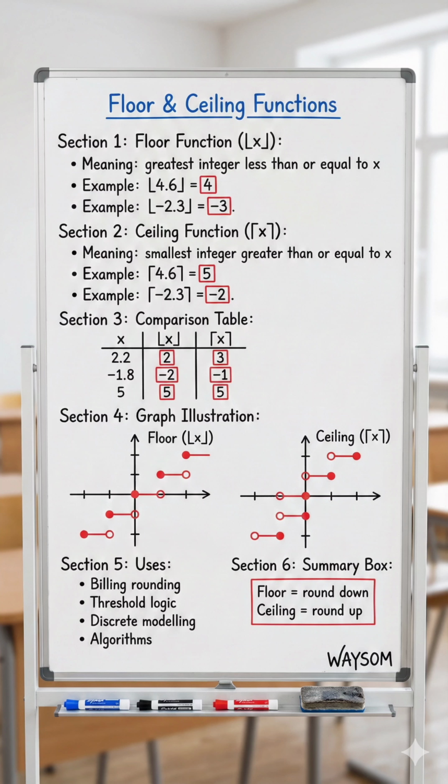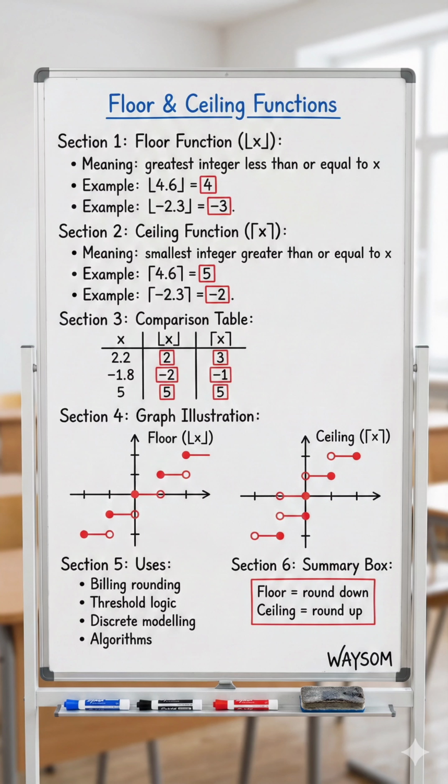Begin at the top. The floor function gives the greatest integer less than or equal to a number. If you look at 4.6, the floor is 4 because that is the largest integer below the value. For negative values, notice the example -2.3. The floor goes down to -3 because -3 is less than -2.3. This is a common exam trap, highlighted here.